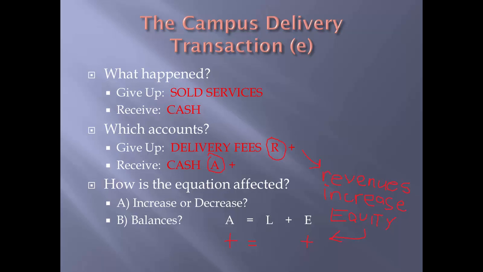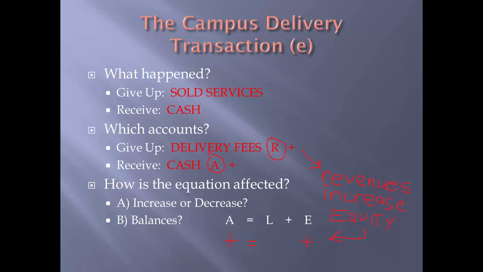Then for the give up, we're looking for something where we sold services. And our keyword sold says this is going to be in the revenue section. And so if you look in the revenue section of Amanda's chart of accounts, you will see that there's only one revenue account there, delivery fees. And it is a revenue account, so we put an R and a circle around it.